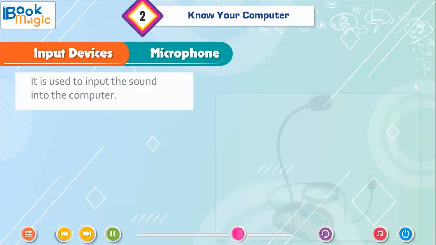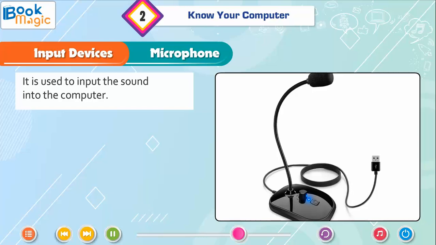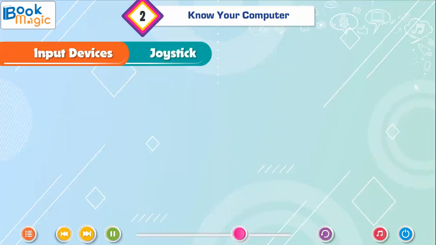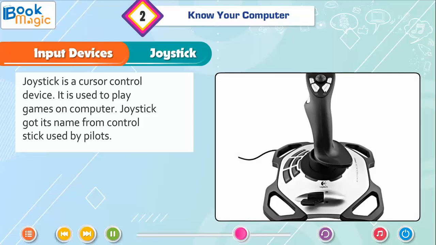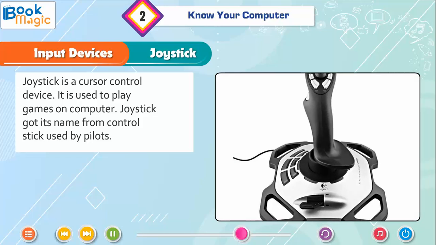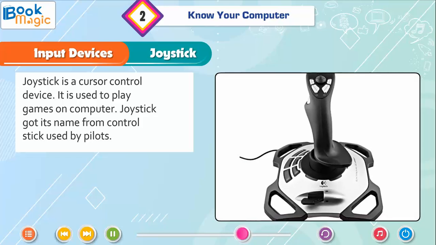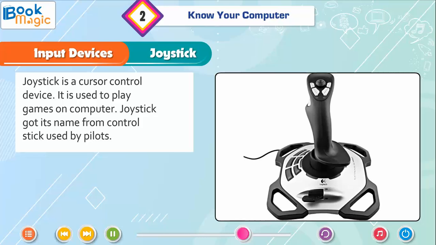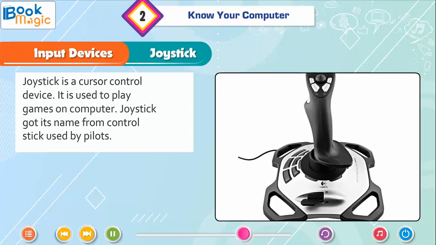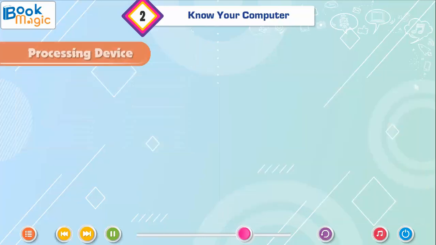Microphone. It is used to input the sound into the computer. Joystick. Joystick is a cursor control device. It is used to play games on computer. Joystick got its name from control stick used by pilots.